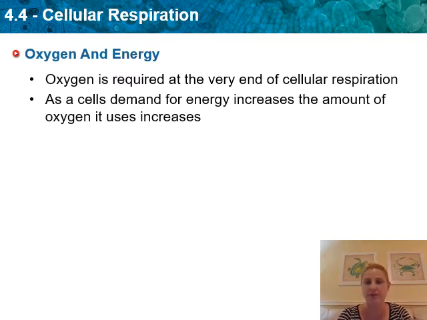And you can think about this. Like if you're exercising super hard, what happens? You start to breathe heavier, right? Because your cells need more energy. They need more ATP, so they've got to go through this process faster. Okay? So as a cell's demand for energy increases, the amount of oxygen it uses increases. Does that make a little bit more sense now?